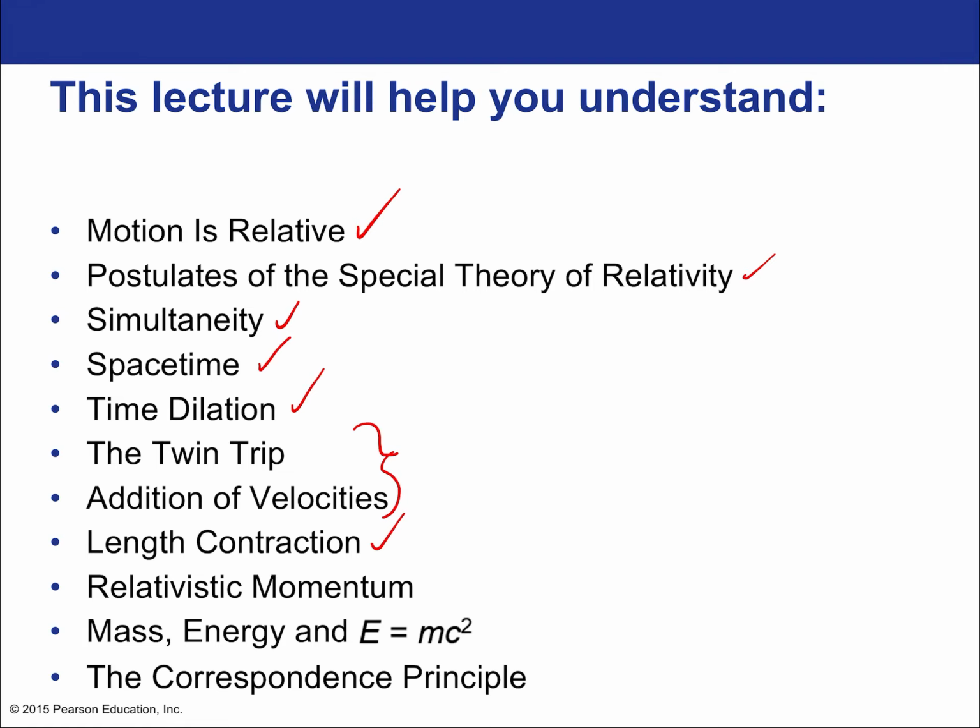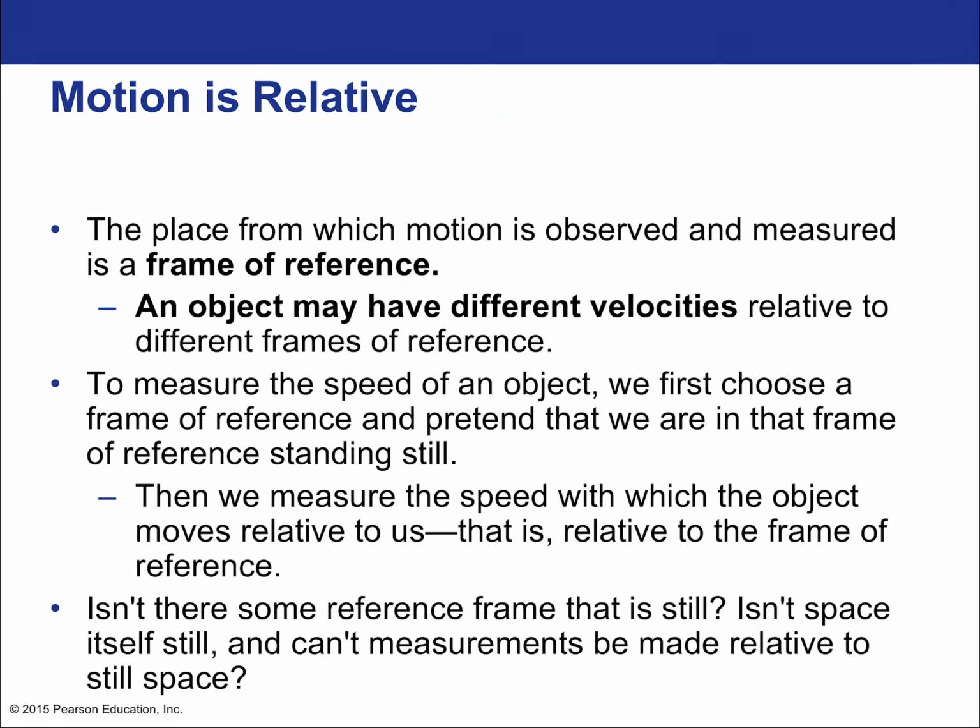Then we'll talk about how the special theory of relativity actually leads to the well-known equation E equals mc squared. Although it might not seem directly related, it is, because of something called relativistic momentum, which then relates to relativistic mass and energy. And then finally, we'll finish off with the correspondence principle. All right, so let's start.